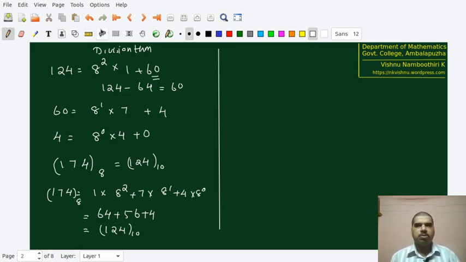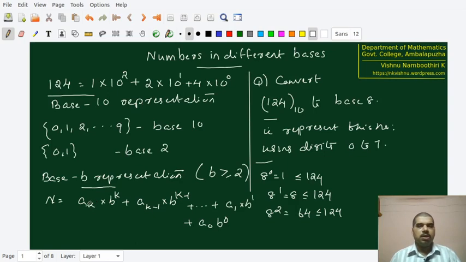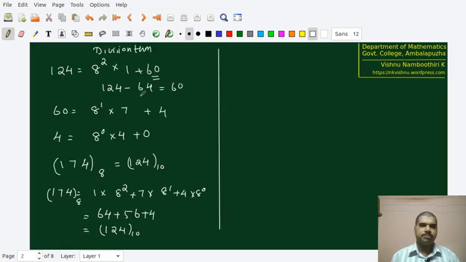So just recall that a base b representation is nothing but an expression of the form n equal to a_k b^k plus a_(k-1) b^(k-1) plus, and so on. One important thing we forgot to mention is that the a_i are from 0 up to b minus 1. These are the digits a_i we can use. This is known as the base b representation of a number.